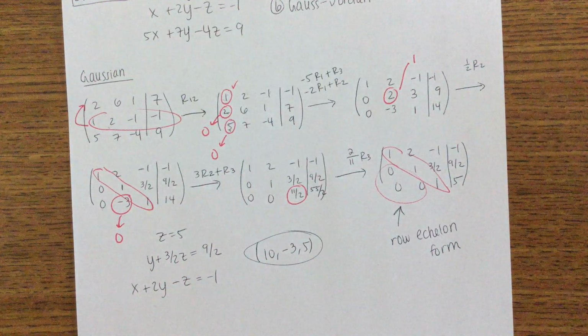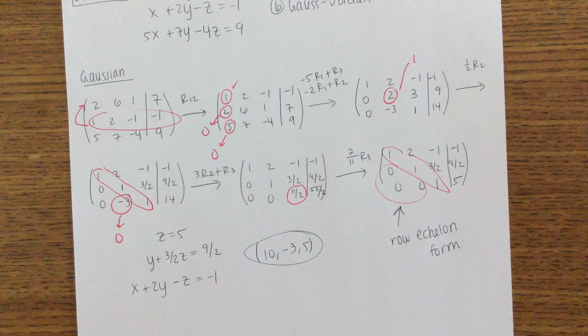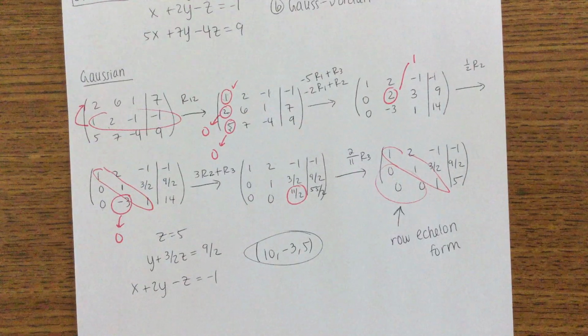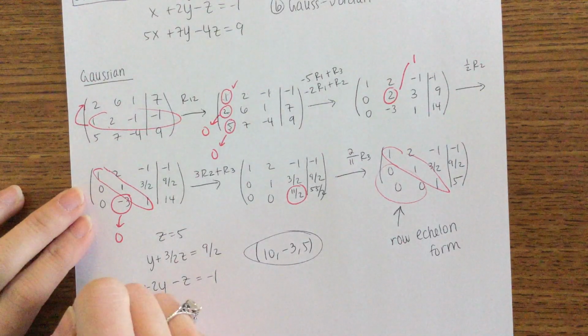Nathan? Were we supposed to have the all 0 row at the bottom? Or not? No. So sometimes there will be, sometimes there's not going to be. But if there is, 0s have to be at the bottom.